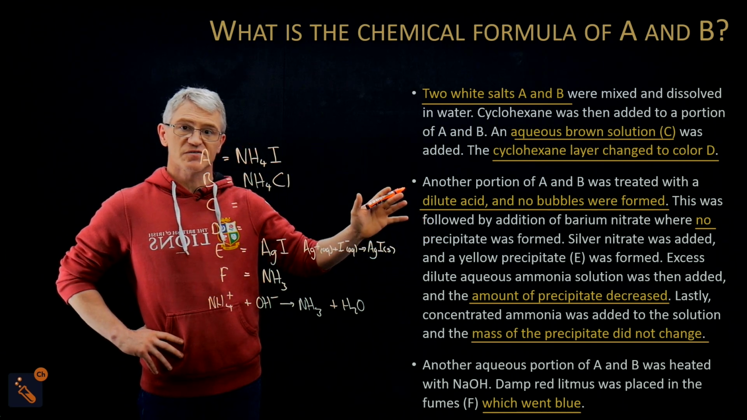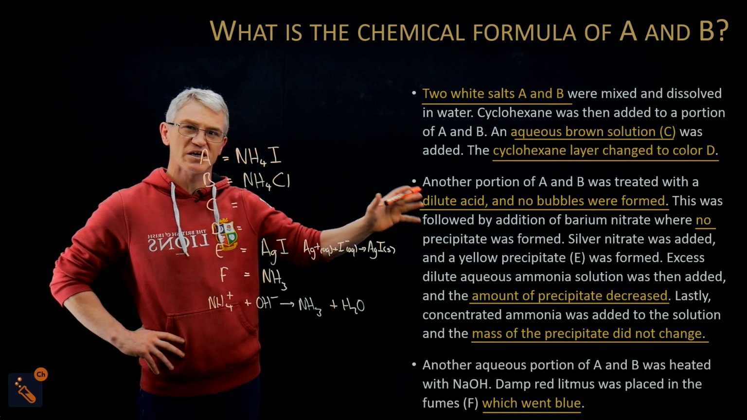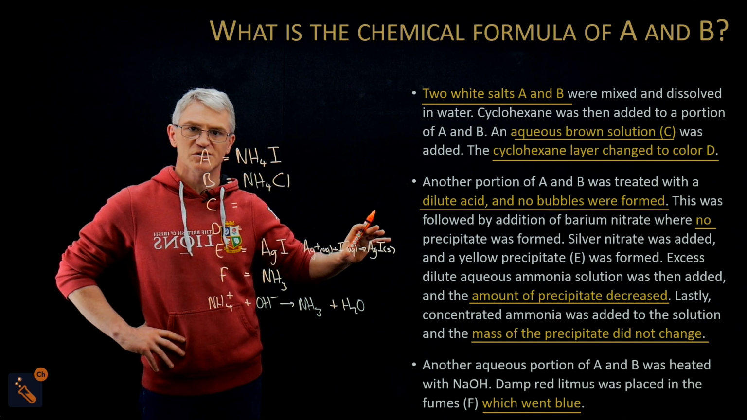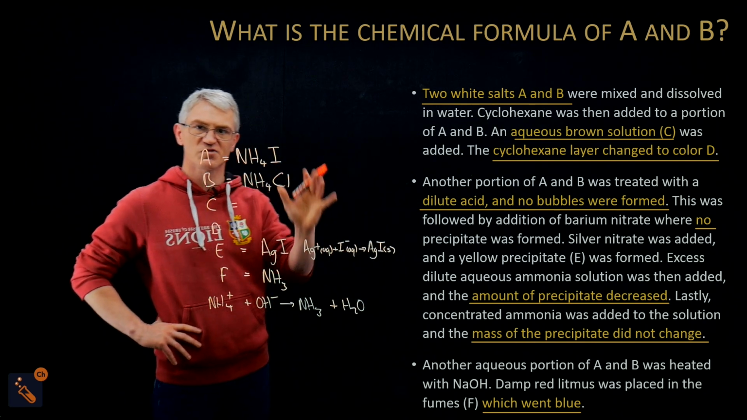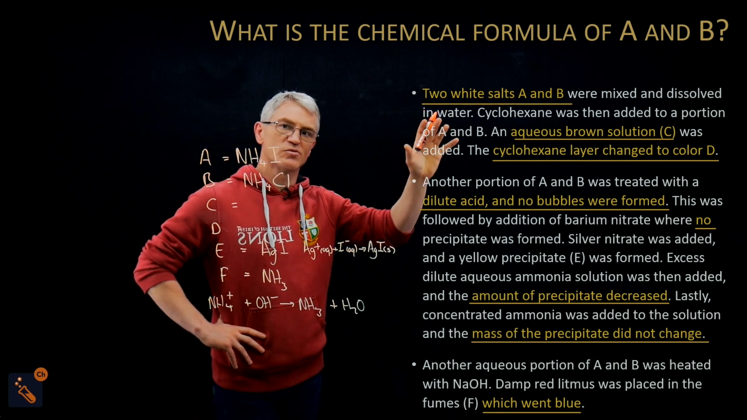Okay, so we found out what this stuff is. Another portion of A and B was treated with dilute acid, no bubbles were formed. That's no carbonate. We know there's no carbonate anyway, but that confirms it. And they added barium nitrate, there was no precipitate formed. So there's no sulfate. Again, it all just backs up what we've written already. And this is the difficult bit that people sometimes don't understand.